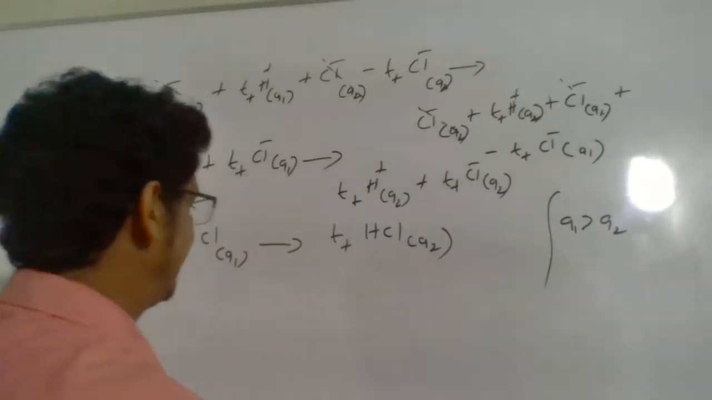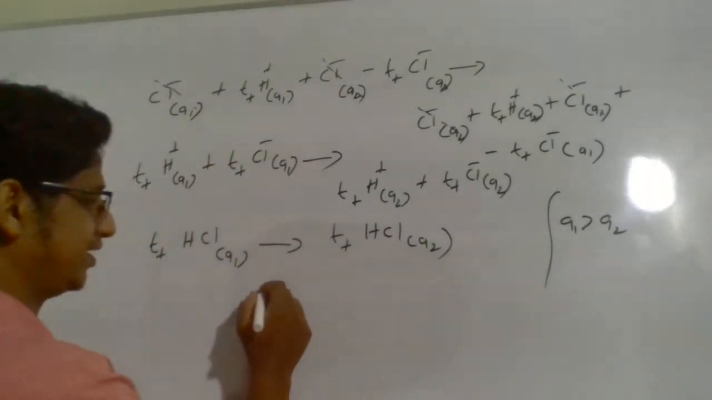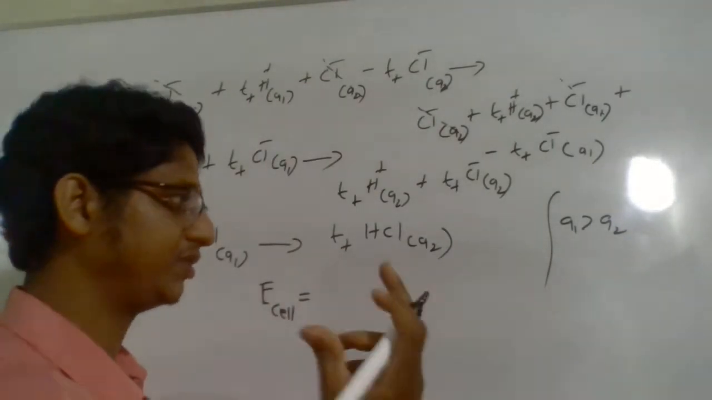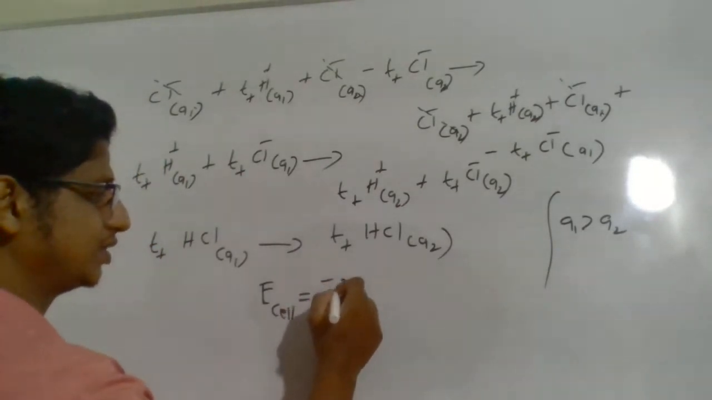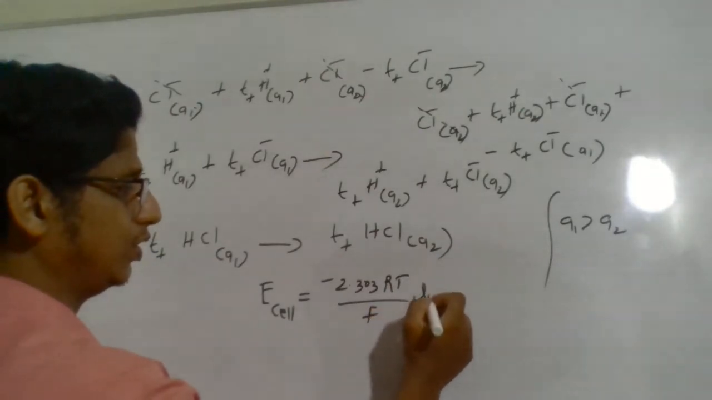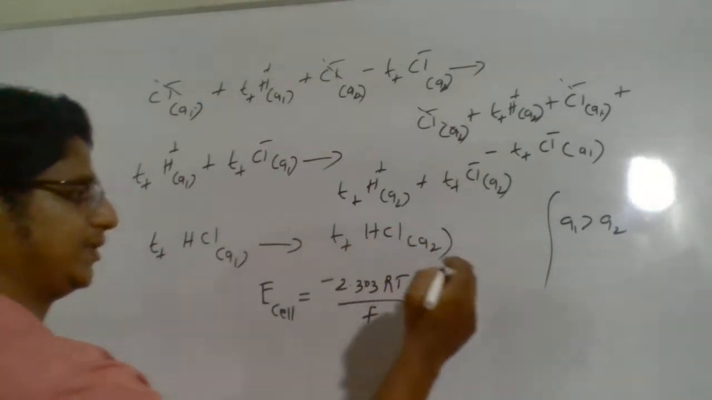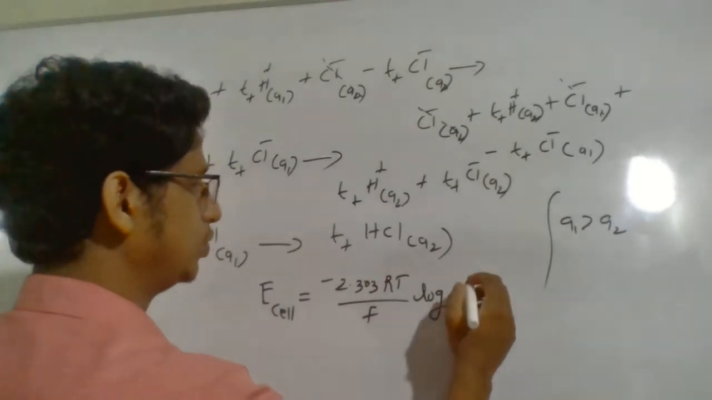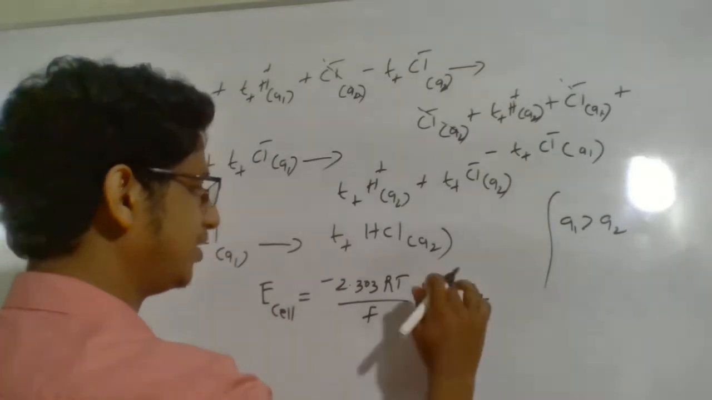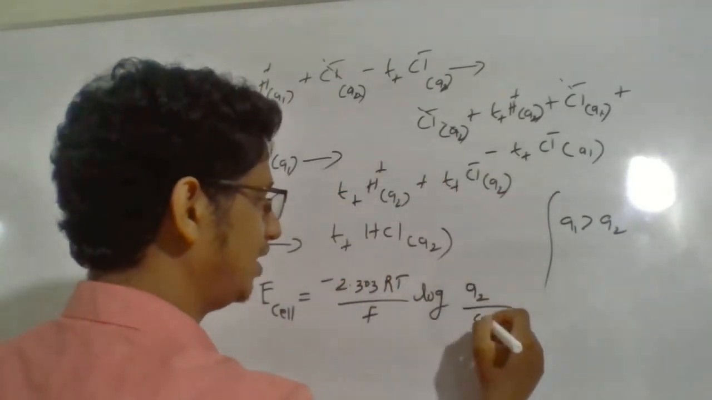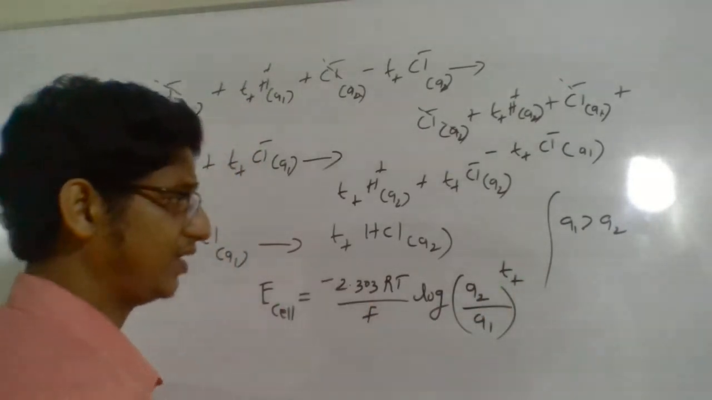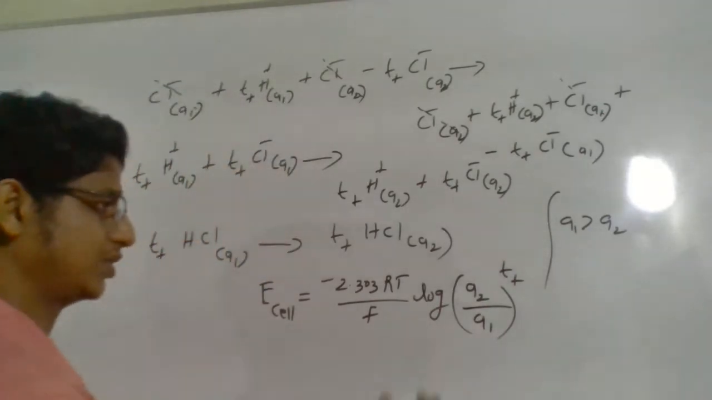Now let us apply the Nernst equation. You will get E cell equal to E0 cell. Since the hydrogen electrode it will be 0, so it will be minus 2.303 RT by F log, here now right hand side it will be a2 raised to t plus, means you can write t plus will be at the upper side, so t a2 by a1 raised to t plus. Similar way we derived the previous equation, right? So you can simply write like this.